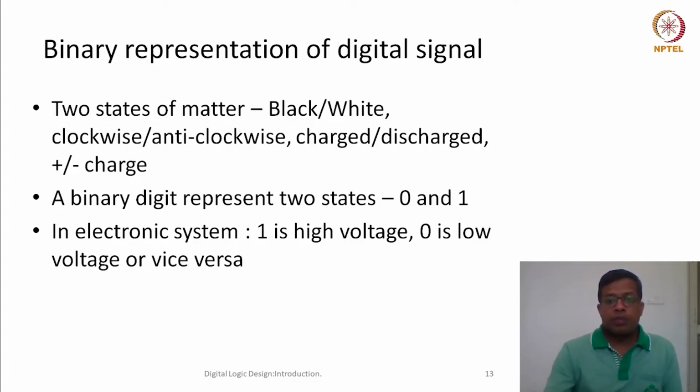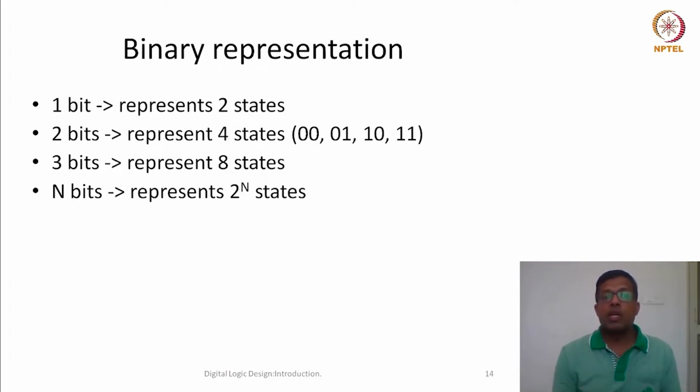Now, if each digit represents only these two states, 0 and 1, and we combine multiple such digits, for example two digits, they can represent four states: 00, 01, 10, 11. We are considering permutations here, not combinations. So the position of 0 and 1 is important, each bit's position matters.